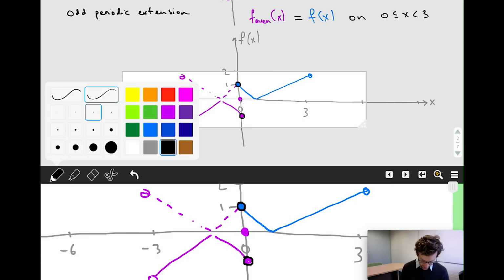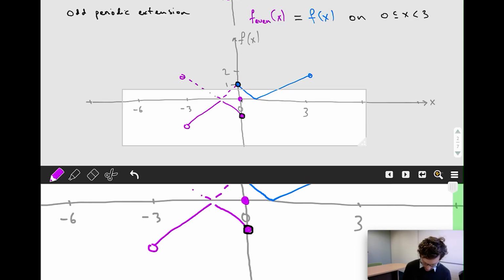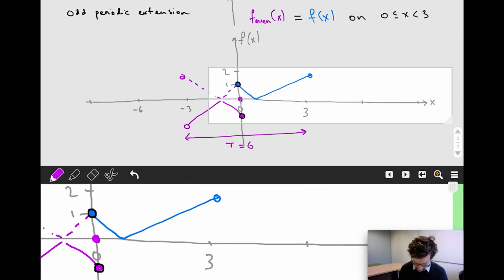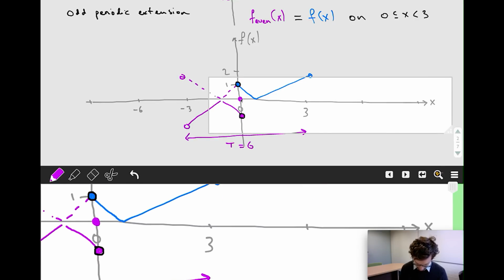You can see, just like in the even case, it's twice as large, so the period of my odd periodic extension is going to be twice as big. It's going to be 6. And this is the thing I'm going to repeat. So let's show what that looks like.